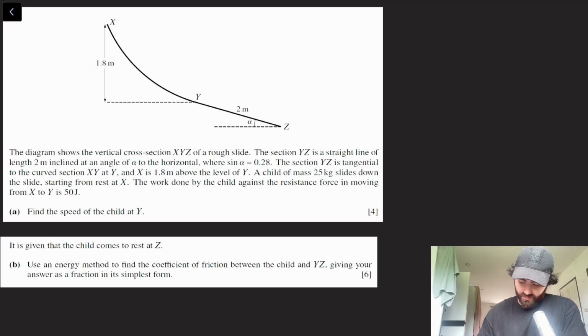The diagram shows the vertical cross-section XYZ of a rough slide. The section YZ is a straight line inclined at an angle alpha. YZ is tangential to the curve. 8 meters. Mass of the child is 25 kilograms. Sine alpha is 0.28.